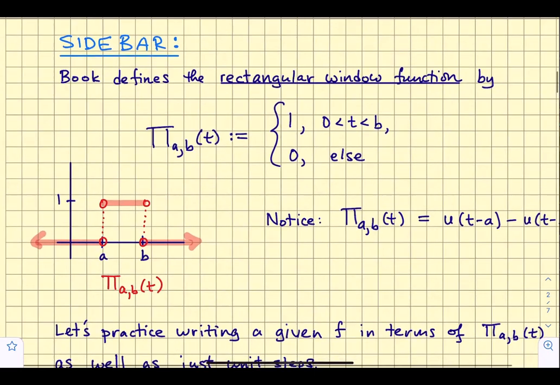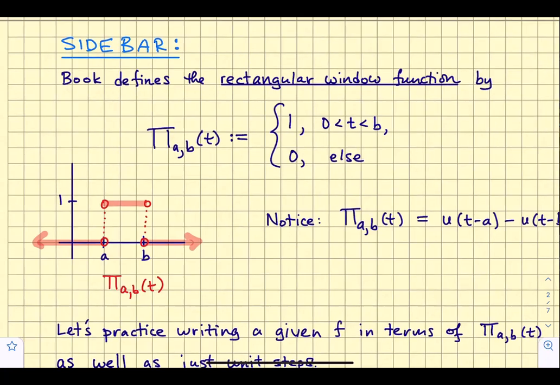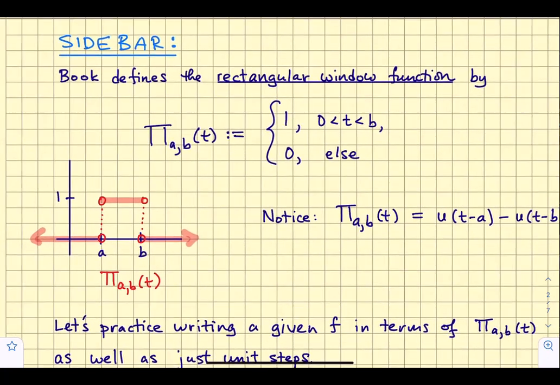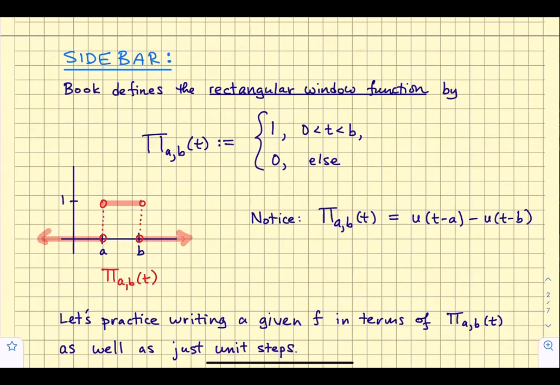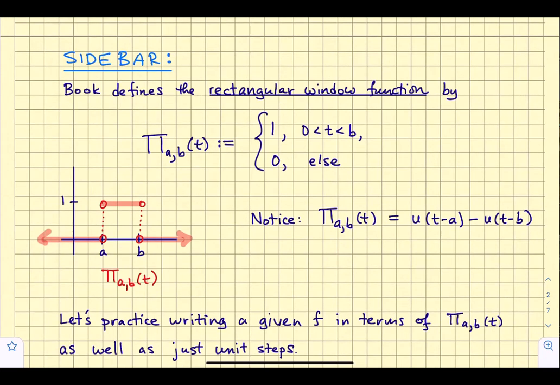Now, a very important sidebar conversation we should have is that the way I'm going to explain some of these things in this section is a little bit different from the way the book explains them. And so we want to take a look at that and have a conversation about that. Now, the book will write things in terms of unit steps sometimes, but it will also use the rectangular window function. So let's define what I mean by that.